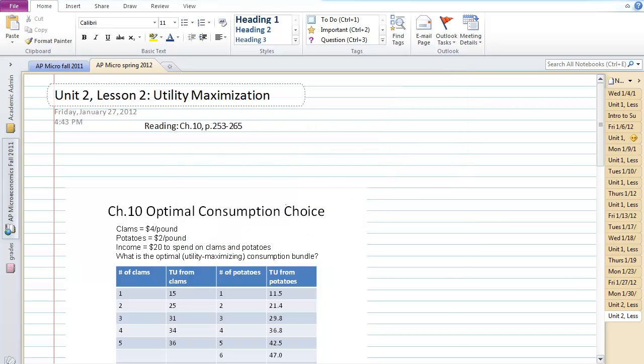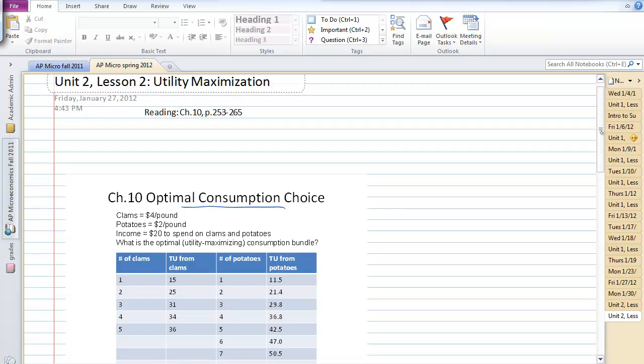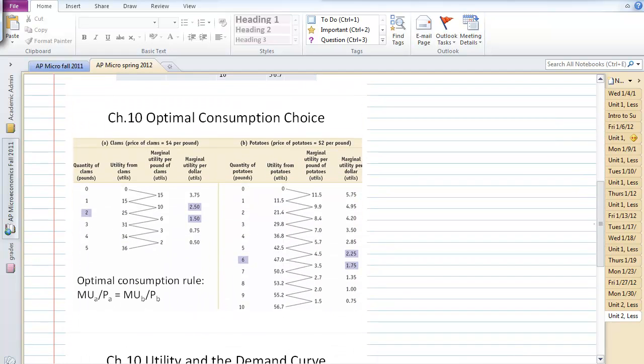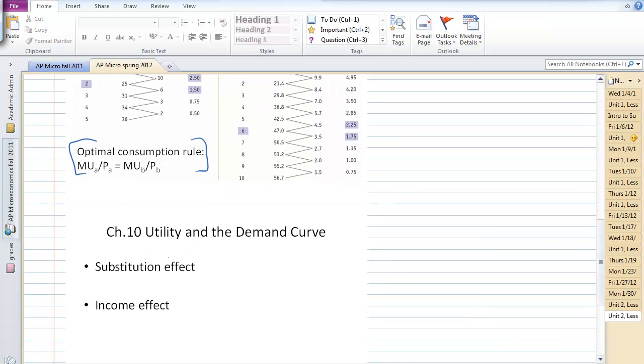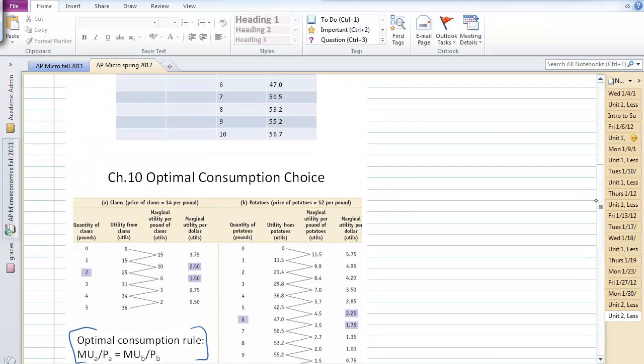What you want to get out of this is three different things. One is the ability to solve these types of problems you'll see about what's the utility maximizing consumption bundle. That's what we'll do with these tables down here. Second, you want to be able to cite the utility maximization rule. So you need to understand this optimal consumption rule, which we'll get to. And then lastly, connect that with why the demand curve is the way that it is.